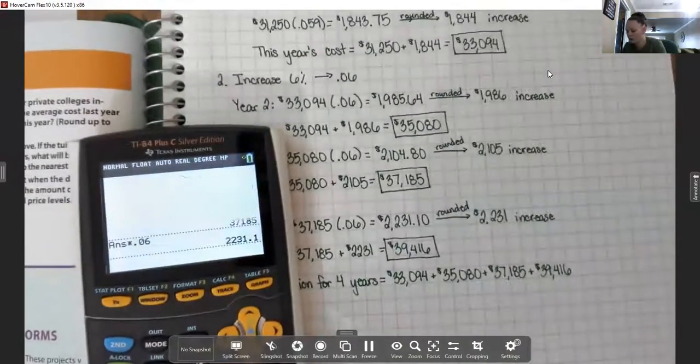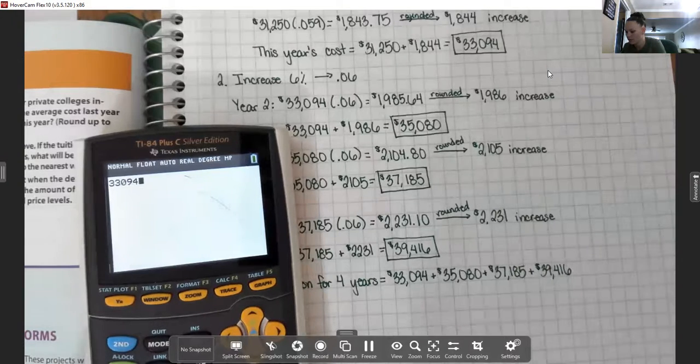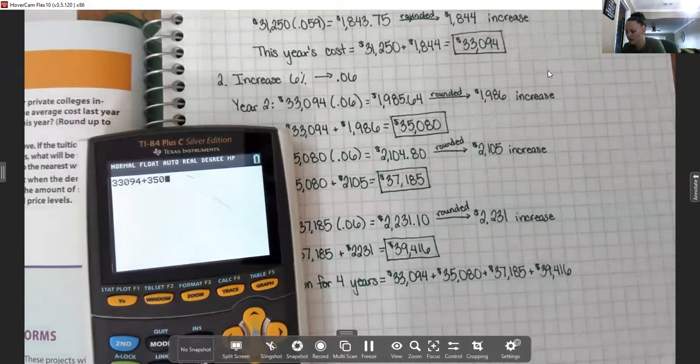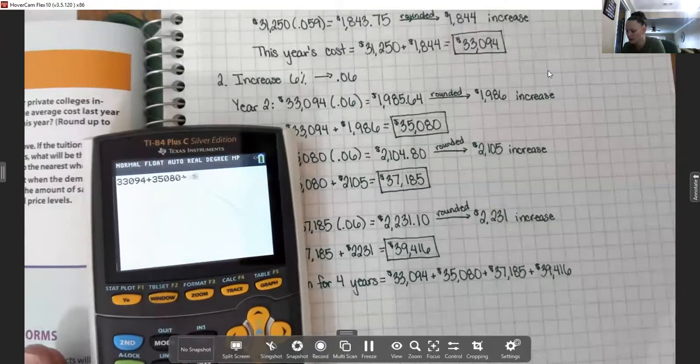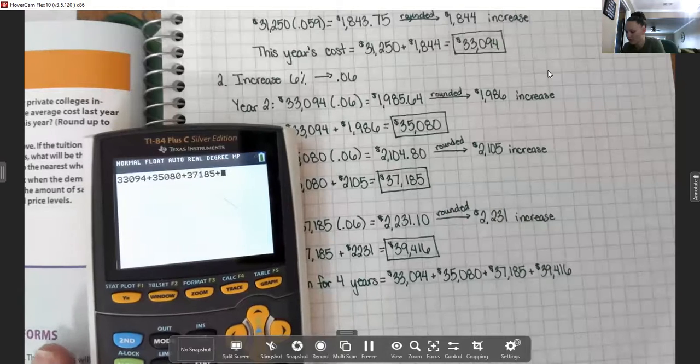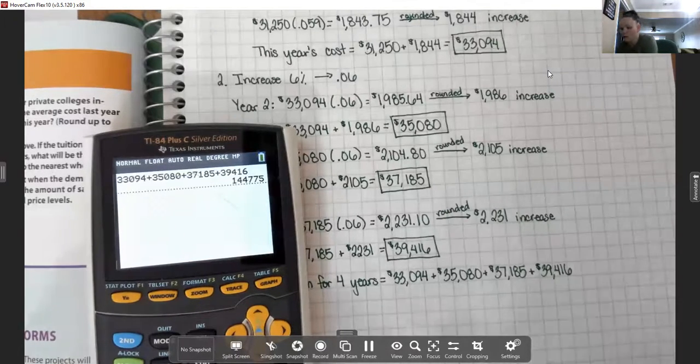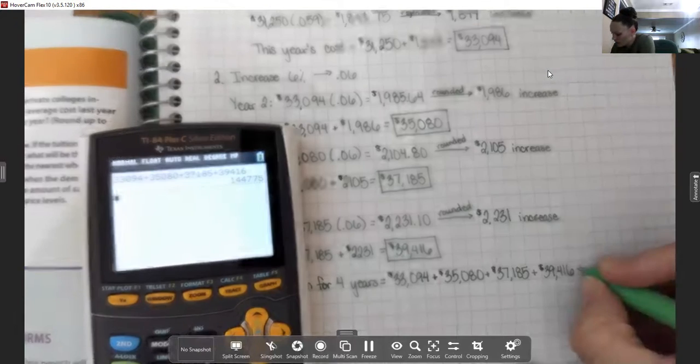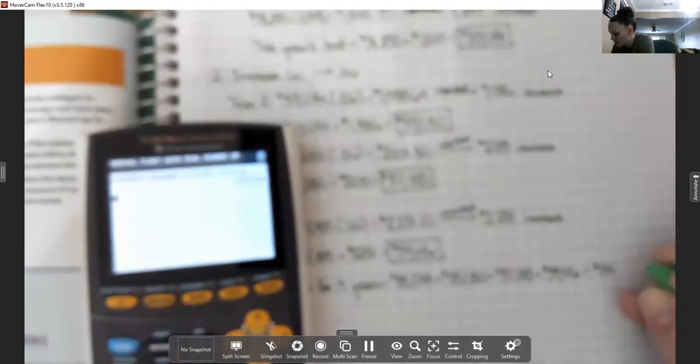All right, so 33,094 plus 35,080 plus 37,185 plus 39,416. So tuition here is $144,775.